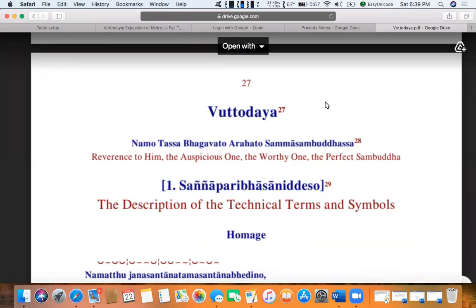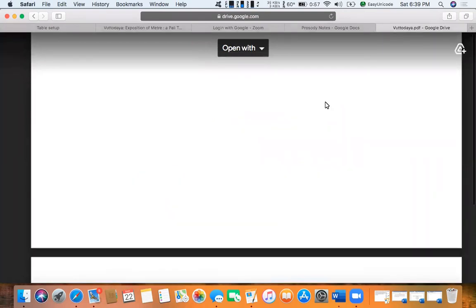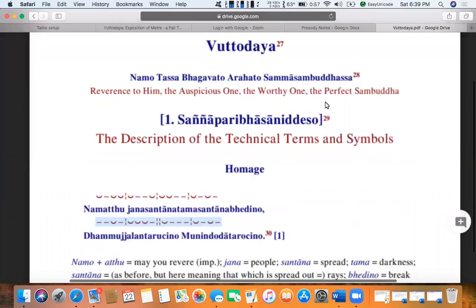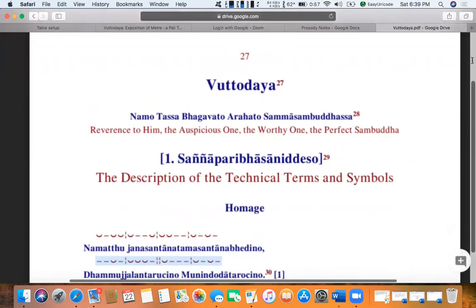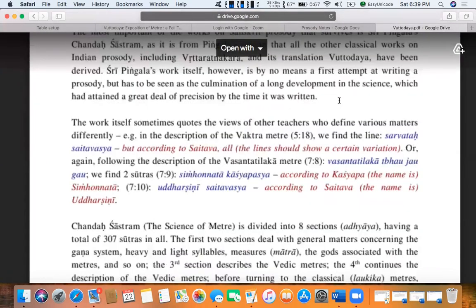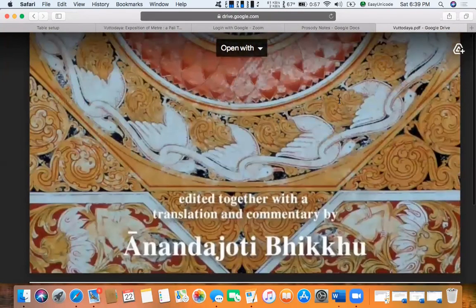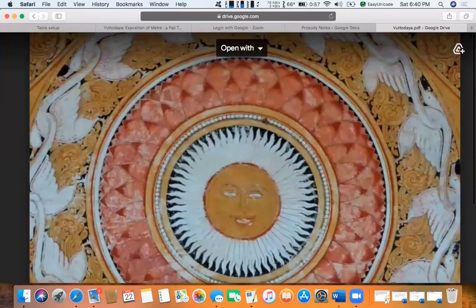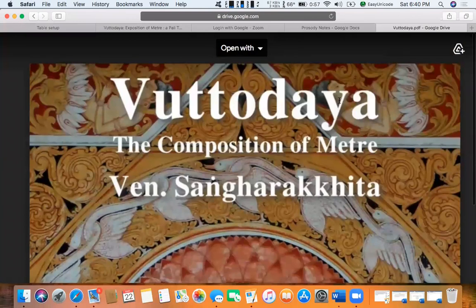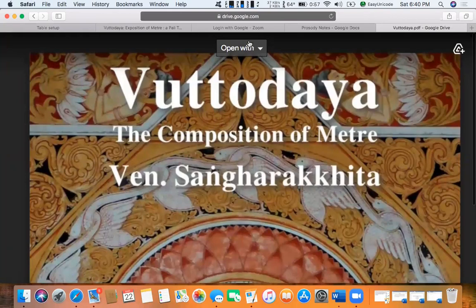Okay, so this is the Vuttodaya book. Actually, this is a translation and an explanation by Venerable Ananda Jyoti. I will show you the cover page. Yes, this is the book. The Vuttodaya was written by Venerable Sangharakkhita of Sri Lanka, a scholar monk who lived in the sub-commentary period. Have you heard about Venerable Sāriputta from Sri Lanka, the author of the Sārattha Dīpanī Ṭīkā? Venerable Sangharakkhita is a disciple of Venerable Sāriputta.